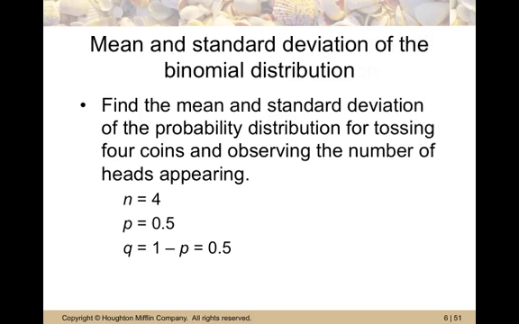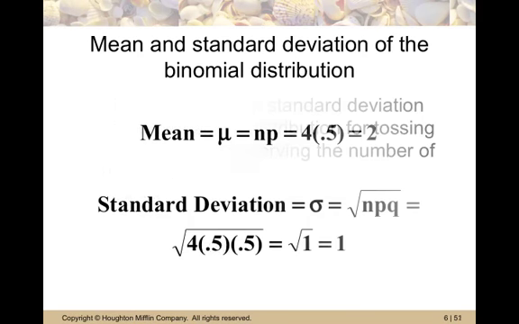So we're going to find the mean and standard deviation of the probability distribution for tossing 4 coins and observing the number of heads appearing. So n is 4, the number of coin tosses. p is 0.5 because you have a 50% probability of successfully getting heads and 50% probability of getting tails. And so q, which is 1 minus p, is also 0.5.